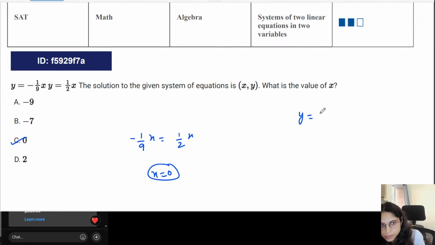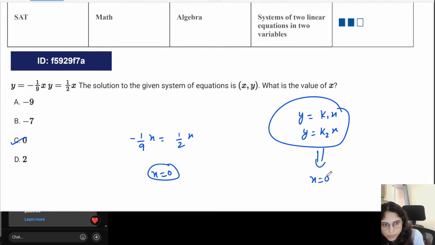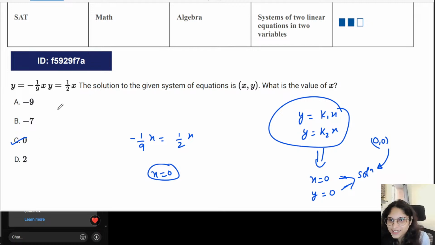So whenever you have y is equal to k1x, y is equal to k2x, like the proportional relationship, your answer is always x is equal to 0. y will also be 0. So 0 comma 0 is your solution. Okay, so this concept we can understand. So you can remember, because that will make your life easier, because you just look at it. Both the y-intercepts are 0, so 0 is the solution. So value of y is 0, x has to be 0.